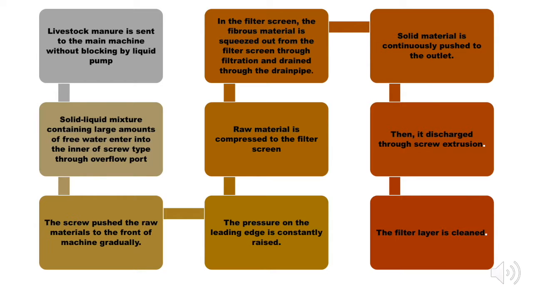In the fifth step, raw material is compressed against the filter screen, which causes the pressure on the leading edge to be constantly raised. Solid material is continuously pushed to the outlet. Then, it is discharged through screw extrusion. Finally, the filter layer is cleaned.